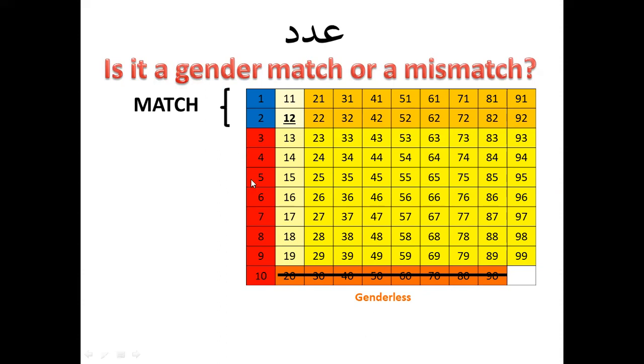3 to 10, mudaf-ilay. So let's not look at 10 right now. Let's just look at 9. So 3 to 9, is it match or mismatch? Mismatch. 13 to 19, match or mismatch? Mismatch. 23 till 29, 43 till 49, it's a mismatch.